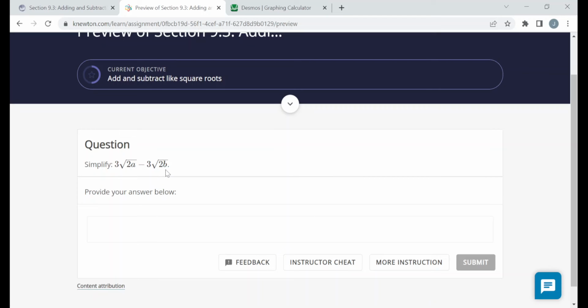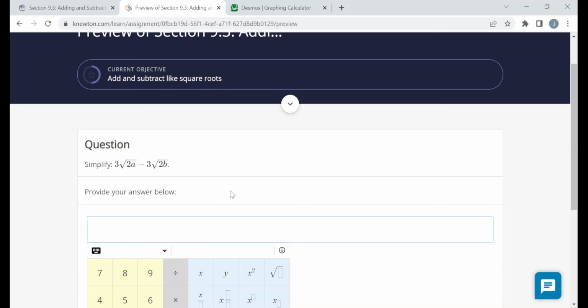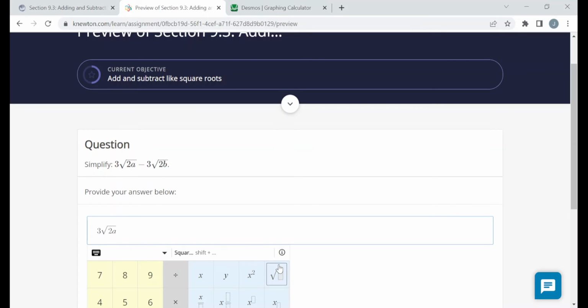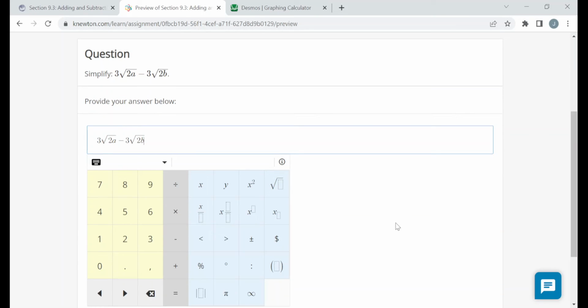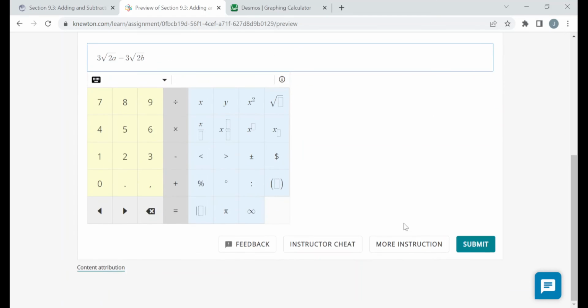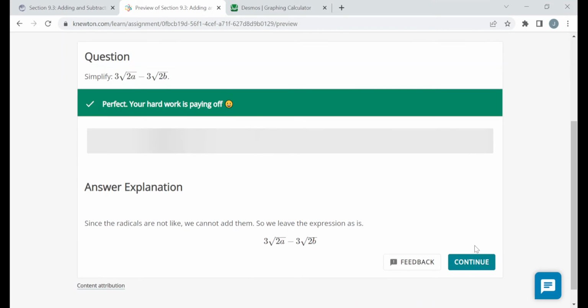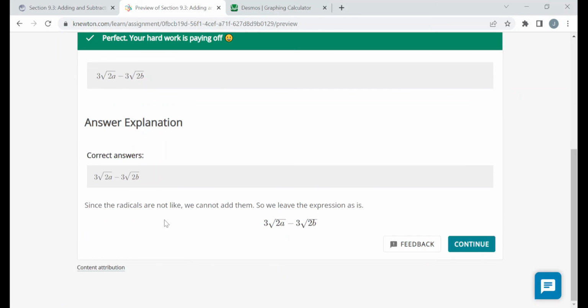All right. Because these are not like, this is as simple as the expression will get. So I'm just going to type that expression as it is again. 3 times the square root of 2a minus 3 times the square root of 2b. And that's it. I'm not doing anything to that expression because those radicals are not like, and I can't see how to make them like. Since the radicals are not like, we cannot add them, so we leave the expression as is.